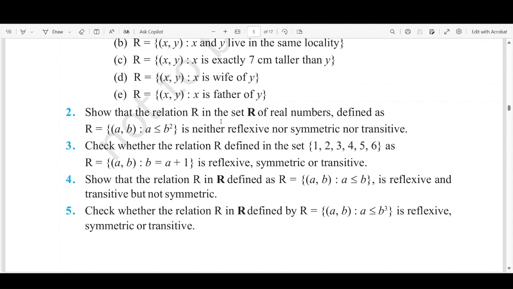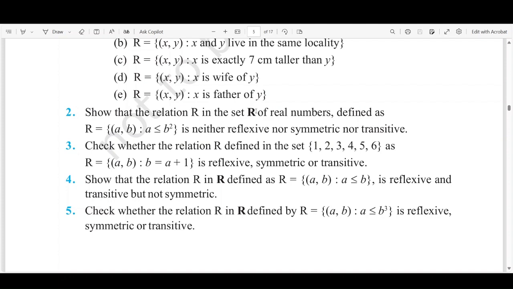Second one, symmetric. If you consider x is related to y, that is x is father of y, then you cannot say y is a father of x. That is not possible. Therefore, y is not related to x. This implies the relation R is not symmetric. When you consider three elements say x, y, z such that x is related to y and y is related to z, then we have to prove x is related to z.